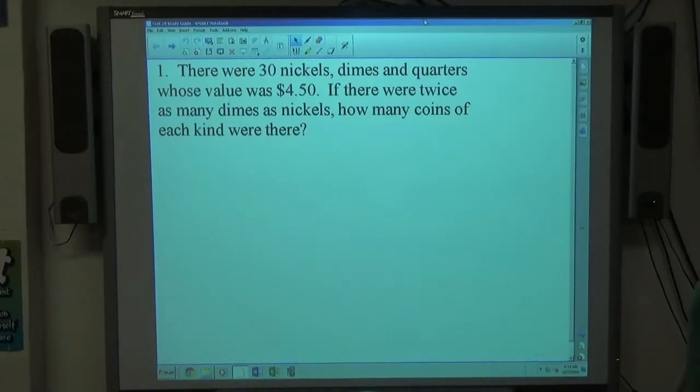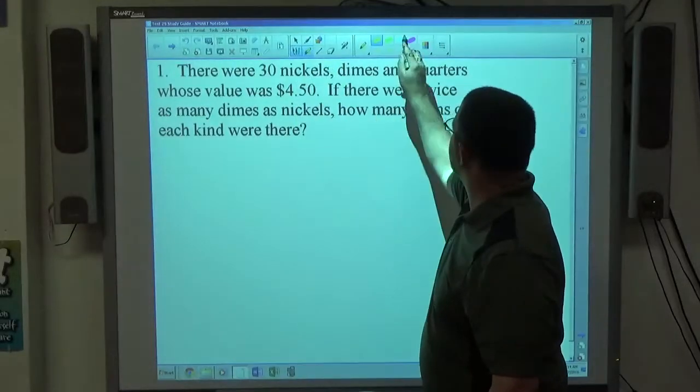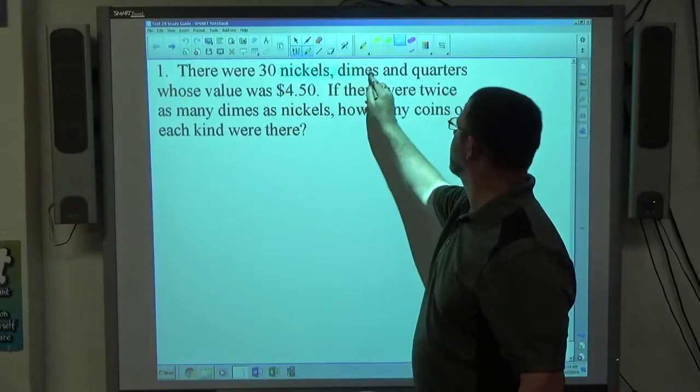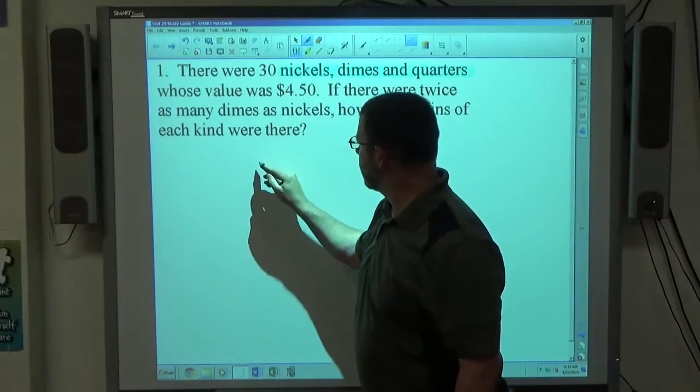30 nickels, dimes, and quarters whose value is $4.50. That's 2 facts right there. Actually, if you consider the types of coins, it's 3 facts. So nickels, dimes, and quarters are the types of coins we're dealing with here. So let's start with that.